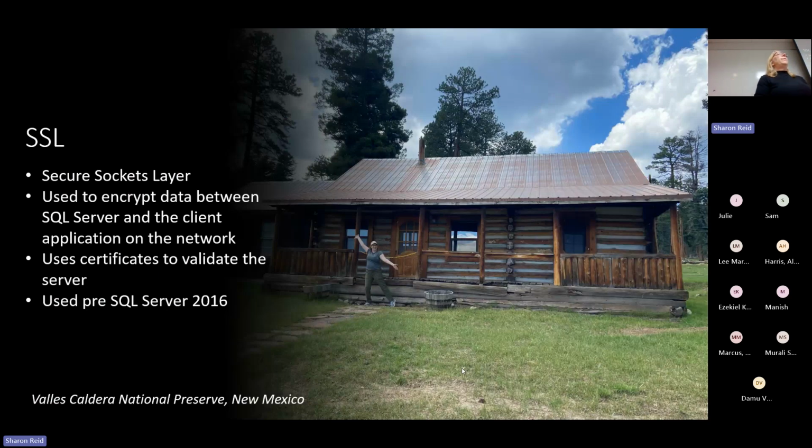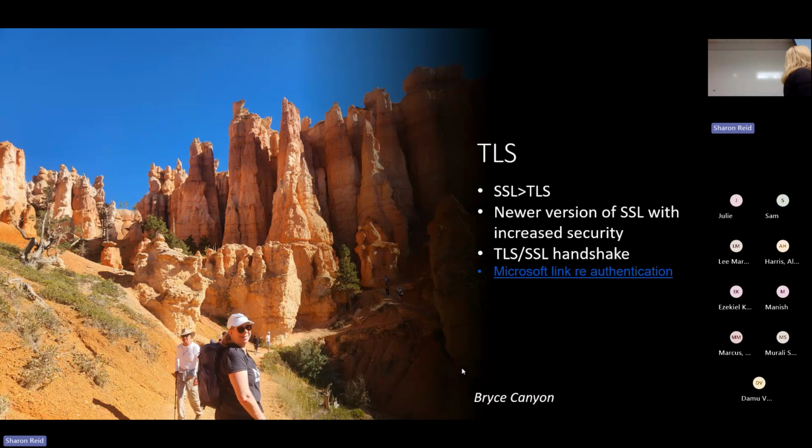Before SQL Server 2016, we used SSL, which is just using certificates to validate the server. And then they improved the security around it and switched to TLS. You will normally see it as TLS/SSL. That's how you will see it, the handshake. It's the newer version with more security.